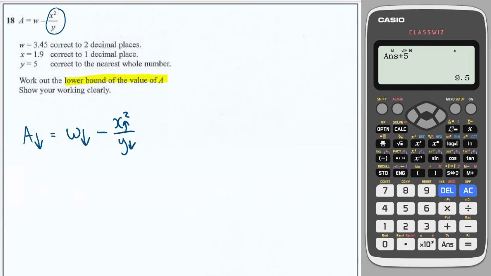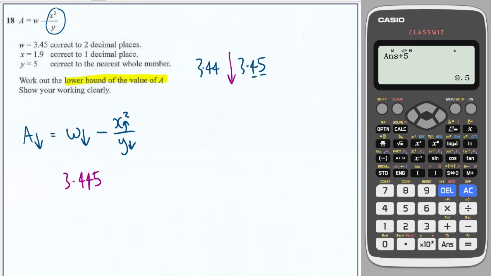Okay, so w lower. So I write 3.45. If I'm only allowed to use 2 decimal places, what's the number before that? Which is 3.44. So the lower bound will be halfway between them. So that is 3.445.